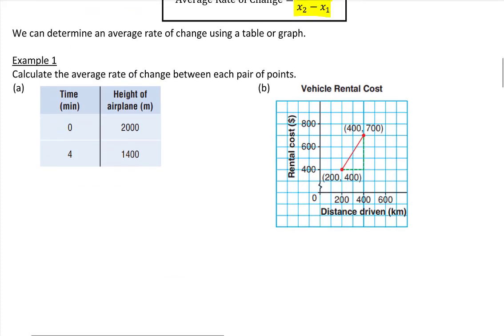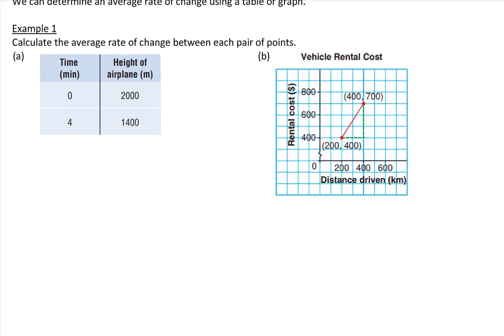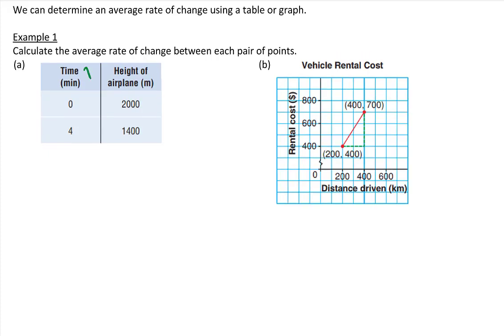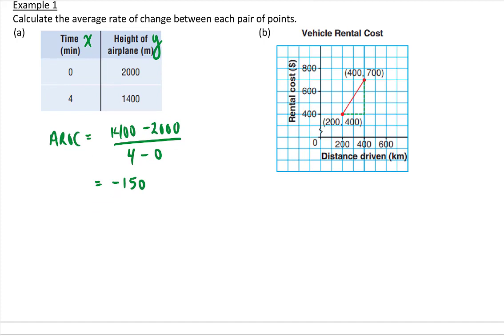So for example, calculate the average rate of change between each pair of points. For A, we're going to assume that time is x and height is y. So the average rate of change is equal to the change in the y's, so 1400 minus 2000, divided by, going in the same direction, 4 minus 0. Using your calculators, you should get a value of negative 150. So what does this negative 150 mean? This tells you that the height of the airplane is decreasing by an average of 150 meters every minute.